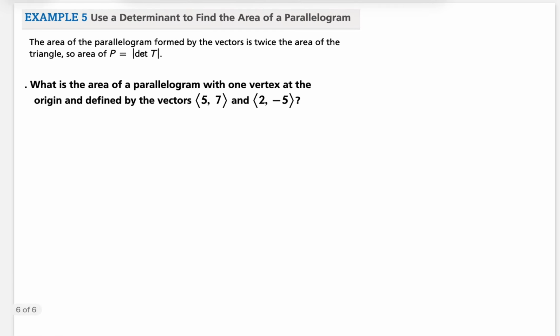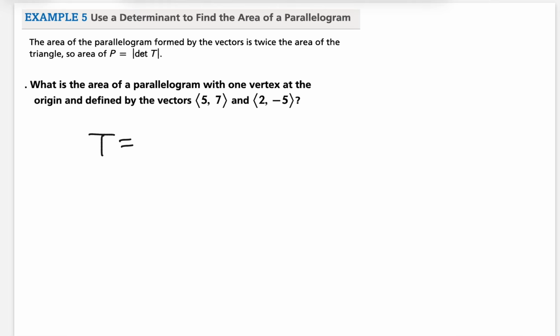Our last example, similarly, is we are looking at how do we find the area of a parallelogram with one vertex at the origin defined by these vectors. Since a parallelogram is just two triangles, we know that the triangle was 1/2 of the determinant. We know that the parallelogram area is just going to be the determinant of matrix T.